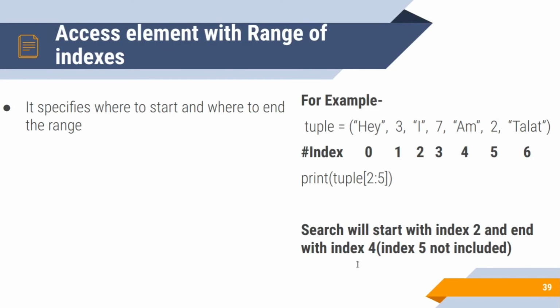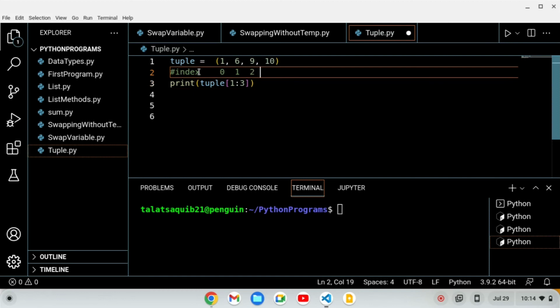So next, how we can access element with range of indexes. Here it specifies where to start and where to end the range. So here print tuple 2 and 5. So search will start with index 2 and end with index 4, index 5 not included. Let's check it with the example, so it will be clear to you. So here indexing will start from left to right, 0, 1, 2, 3, 4, 5, 6. And it will print 2 to 4. So just write it here, index value.